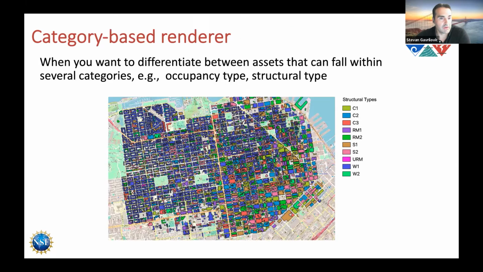So to go over the category-based render, this is when you want to differentiate between assets that can fall within several categories, like for example, occupancy type or structural type. Here I show those same buildings, but this time they're organized according to structural type. If I go a few slides back, you would have noticed that they were organized according to occupancy type. So that's what a category render does.